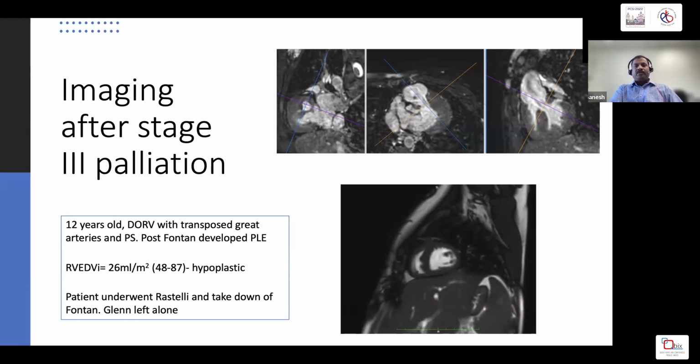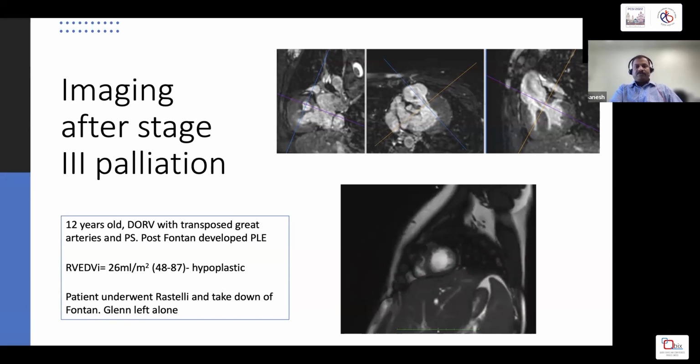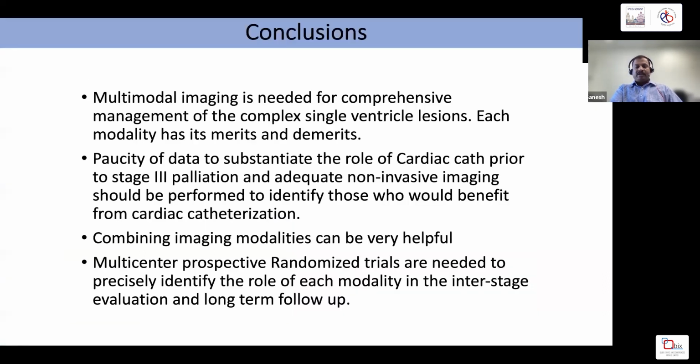In conclusion, multimodal imaging is needed for comprehensive management of complex single ventricle patients. Each modality has its merits and demerits, so based on the clinical information, the investigation has to be tailored for each patient. There is a paucity of data to substantiate the role of cardiac cath prior to stage 3 palliation. If adequate non-invasive imaging can be performed, we can identify those patients who will benefit from cardiac cath. Combining imaging modalities can be very helpful, and multicenter randomized trials are needed to precisely identify the role of each modality in the interstage evaluation and also long-term follow-up.